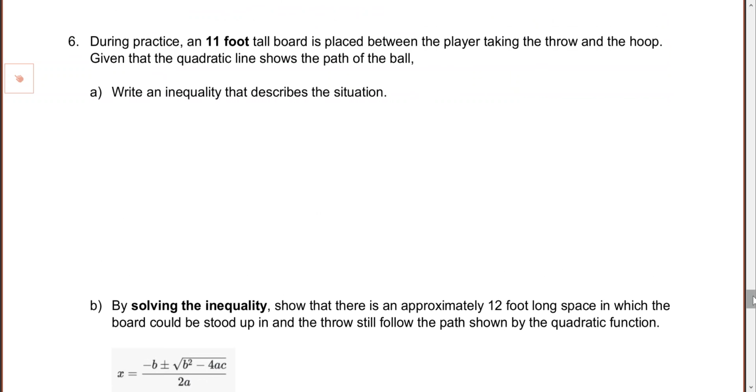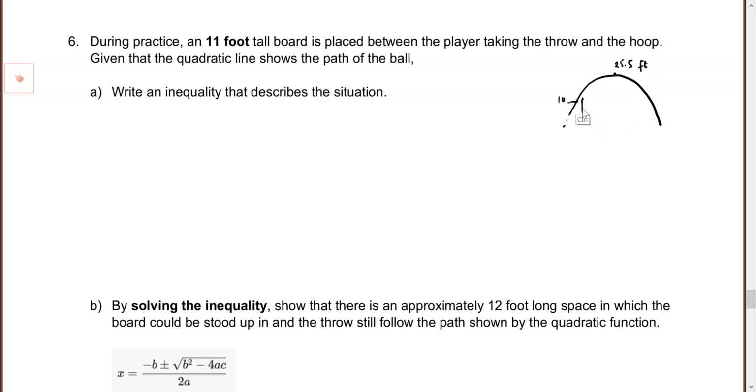An 11-foot tall board is placed between the player taking the throw and the hoop. It might be an unrealistic situation. I made it up because I wanted an inequality. So basically the situation is, you could do a little sketch. Here's my curve. Let's say the hoop is at 10, and we know the height is 25.5 feet.